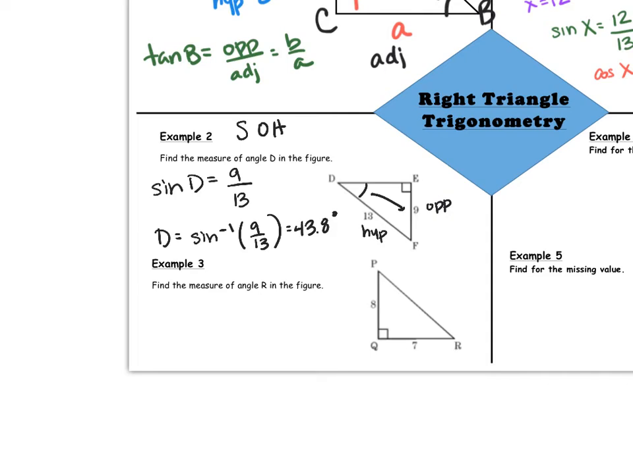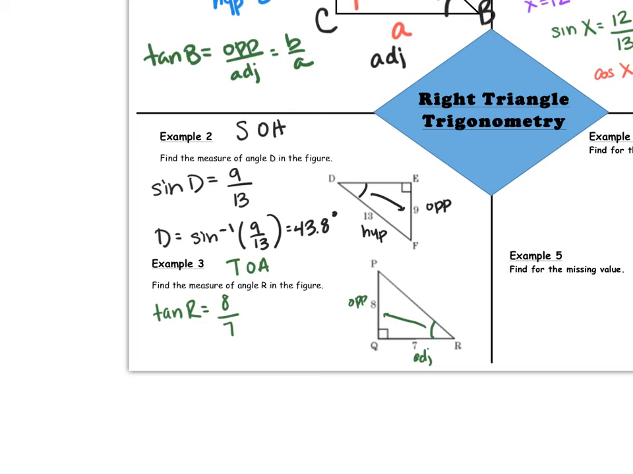So pause the video and give example 3 a try. So in example 3, it tells us find the measure of angle R. So again, we're going to mark angle R, which is here, and we're going to label our sides with respect to R. So again, this is the opposite side, and this is the adjacent side. So based on the information that's given to me, I want to find the measure of angle R using the opposite and adjacent side. I'm going to use the tangent function. T involves OA. So the tangent of angle R is equal to its opposite side, which is 8, over its adjacent side, which is 7.